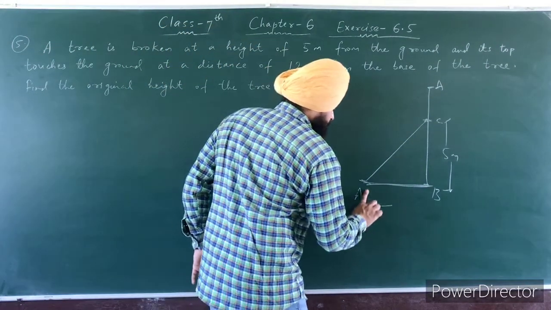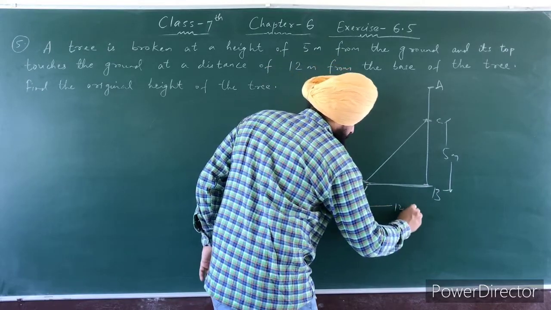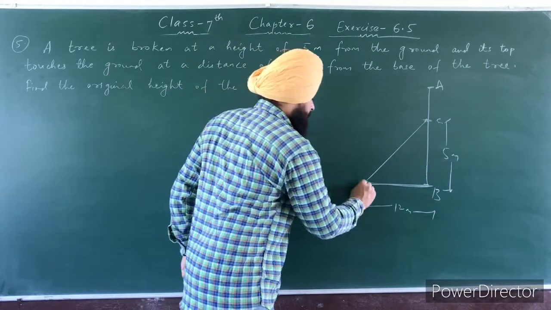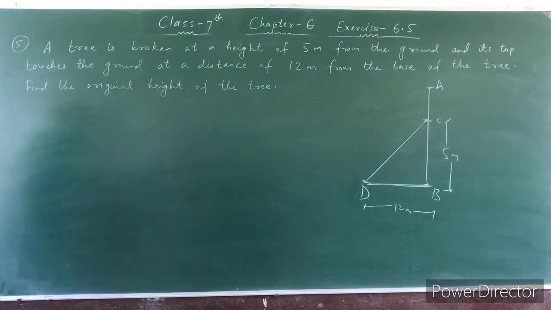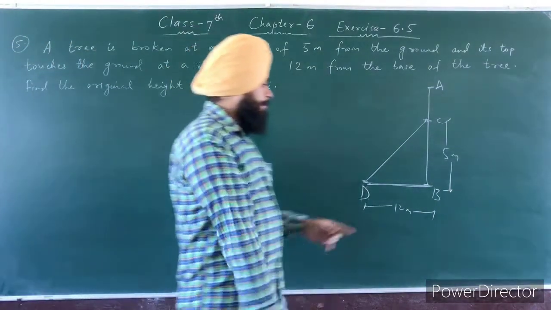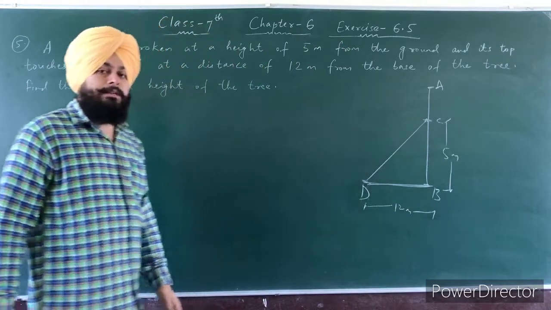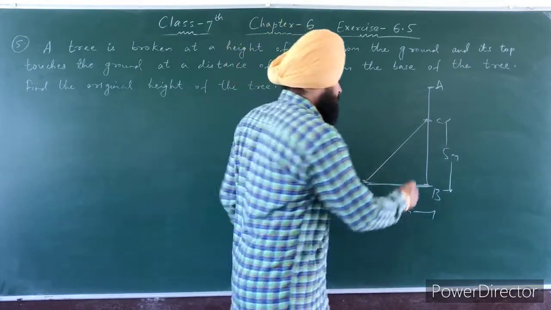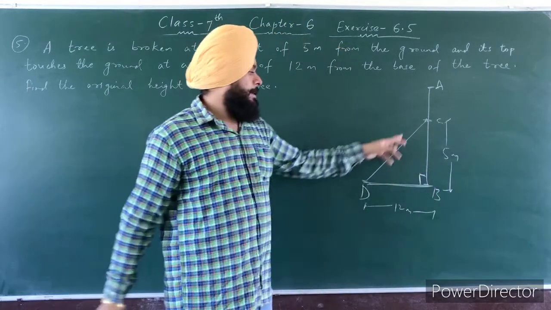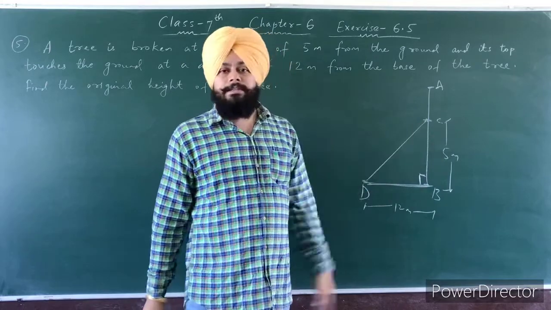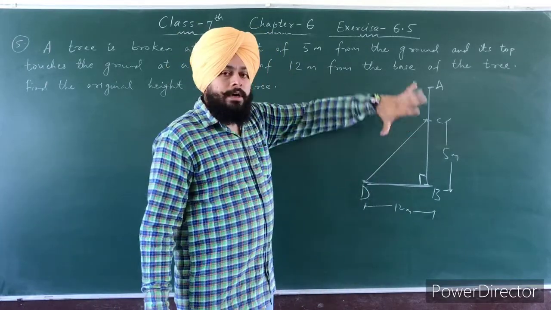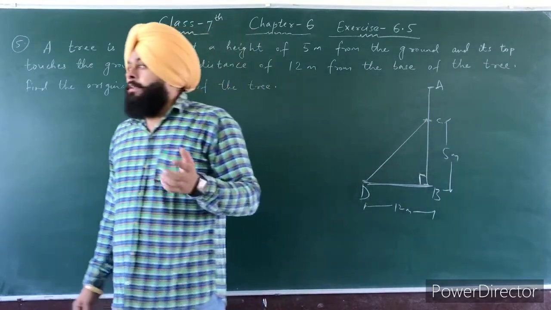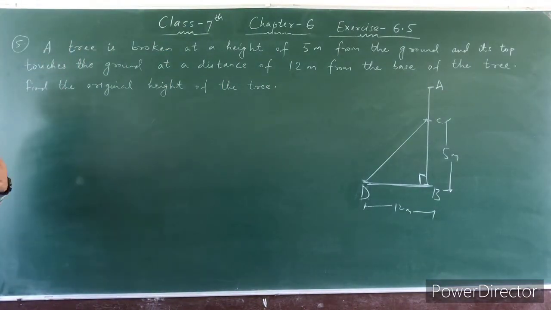It means this is our 12 meters. Or you can take this point D. The distance between the top of the tree and the base of the tree is 12 meters. So we have to find the actual height of the tree. First we have to find this length. This is a right angle triangle, and in this triangle CD is the hypotenuse. So first we have to find the hypotenuse. After that you have to add this hypotenuse and this BC, so we can get the total height of the tree.